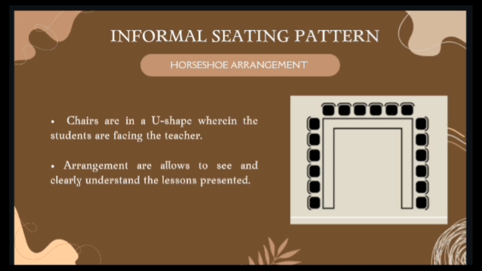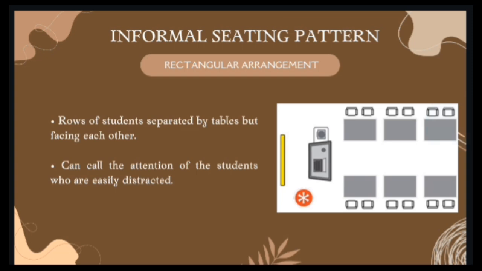So next is the informal seating pattern, which is the rectangular arrangement. So, rows of students separated by tables but facing each other. So the teacher can call the attention of the students who are easily distracted. So the students sit in rows or groups around the table, which allows them to face each other, so they can see each other directly.